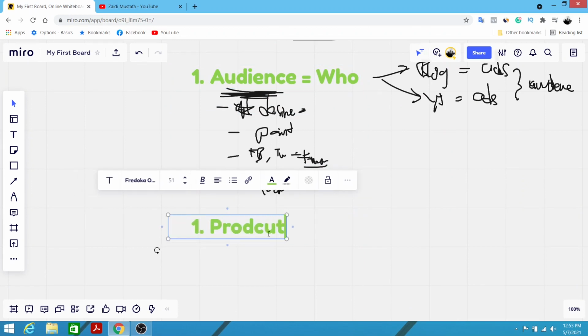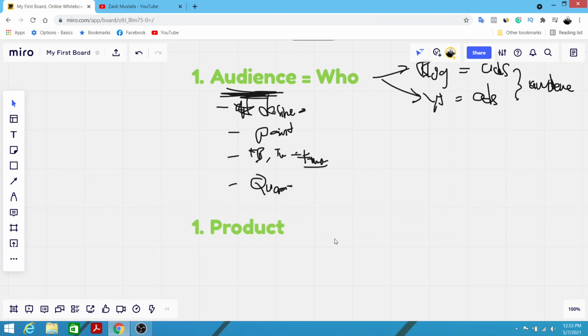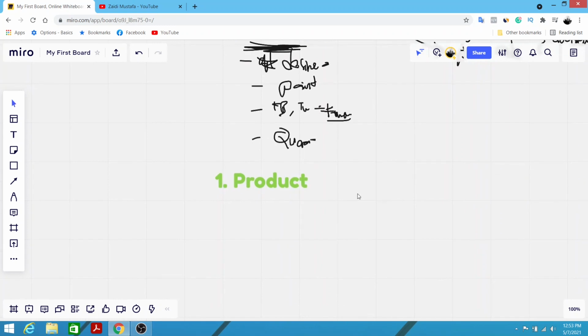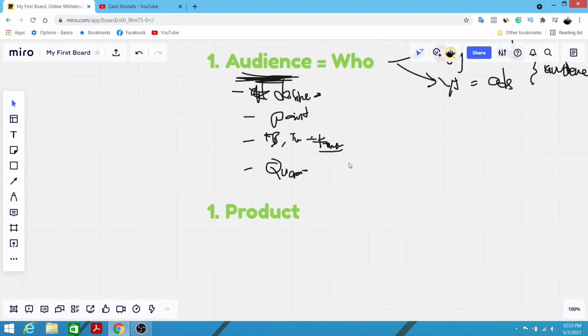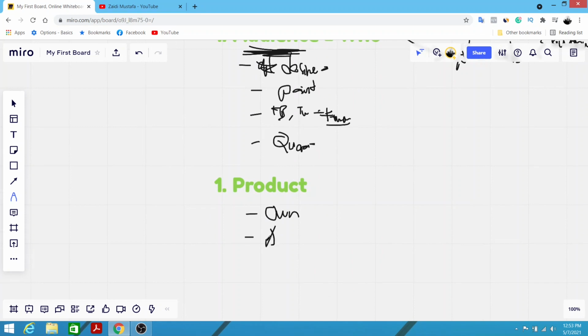All right, so for some reason I couldn't type in number 2 over there, but it's okay. So you got the idea, right? So number 2 is product. So once you have your audience, this is the time for you to find a product. Okay, it is not necessary to be your product, but it's completely okay if you have your own product. So you can either sell your own product, or you can go to a marketplace and find an affiliate offer.